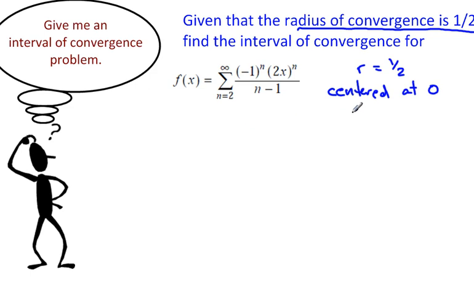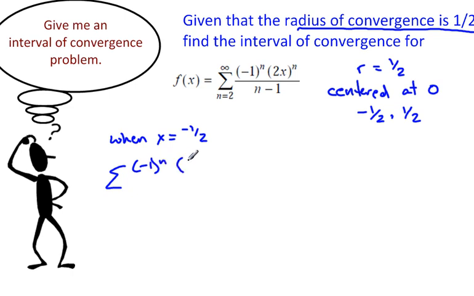And so the region I'm looking at is from -1/2 to 1/2, and I need to consider what's happening on the endpoints. So first I check to see when x equals -1/2. So I'm going to plug this in the sum formula. So I have -1 to the n. I have 2 times -1/2 to the n all over n minus 1.